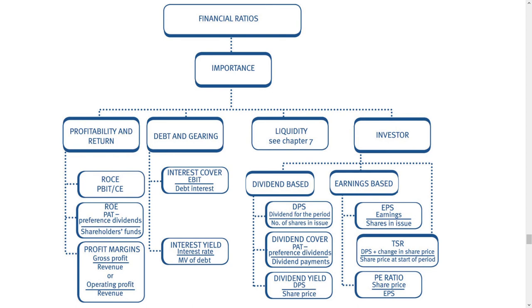Okay. Next, we have investor ratios. There are two types: dividend based and earnings based. Dividend based: dividend per share, dividend cover, dividend yield. The word dividend means all the time the dividend is there, they are dividend based ratios only. Okay, three ratios. Earnings based, where the word earnings will be there: earnings per share, price earnings ratio, and TSR, total shareholder return. Total shareholder return takes both the dividend and earnings.